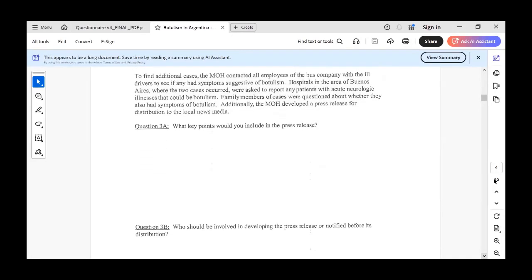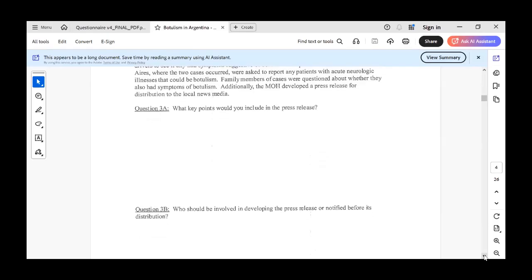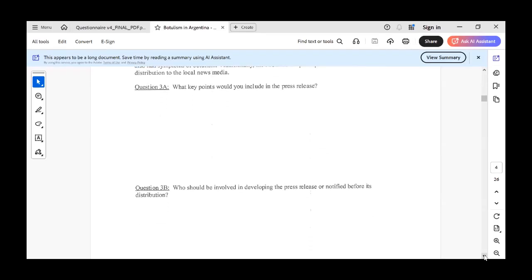So the next question: who should be involved in developing the press release or at least notified before its distribution? Who are the stakeholders in this? The relevant ministries. Okay, so of course, the relevant ministries, which might be the Minister of Health, certainly. Remember, you're in the health department somewhere. You need to tell your Minister of Health and your communications team for the ministry.